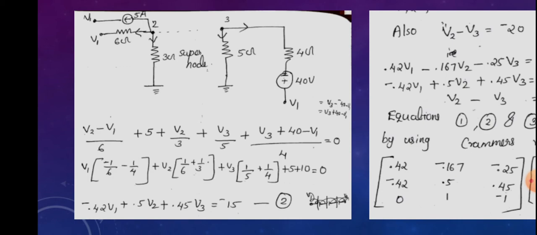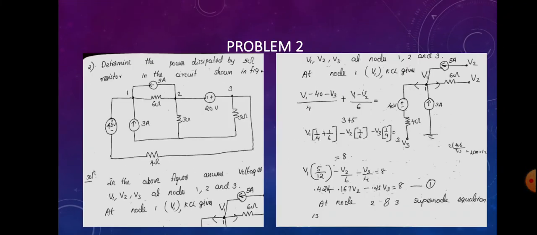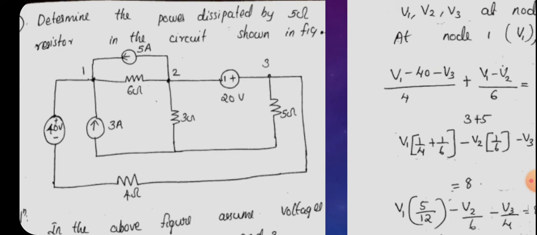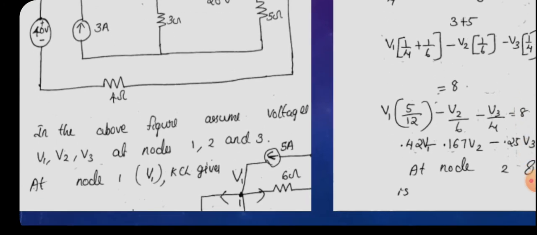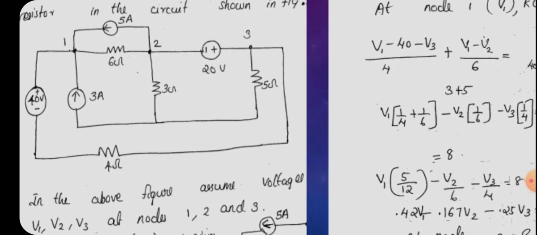So in order to solve this, we need one more equation. How will we get the other equation? From the question, we know that up to this point we are not considering the 20 volt battery connected between node 2 and node 3. So we have to consider that voltage also, and we know that its voltage value will be equal to V2 minus V3 equal to minus 20 volt.